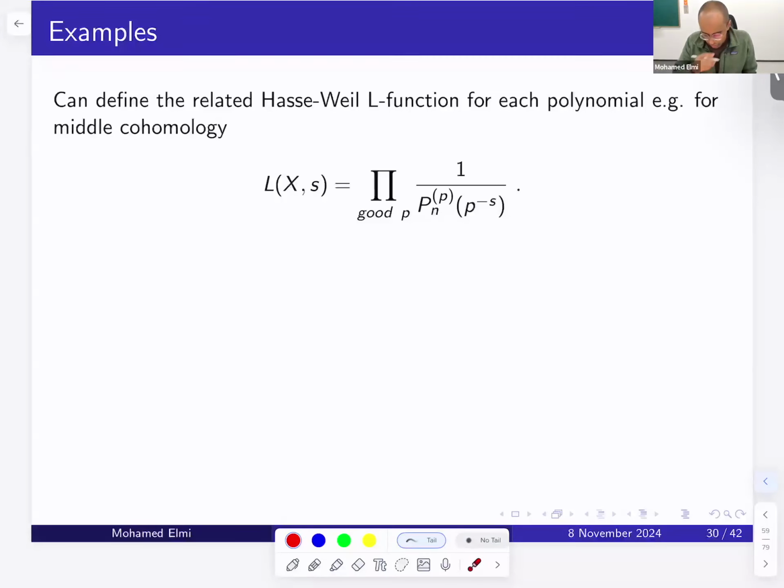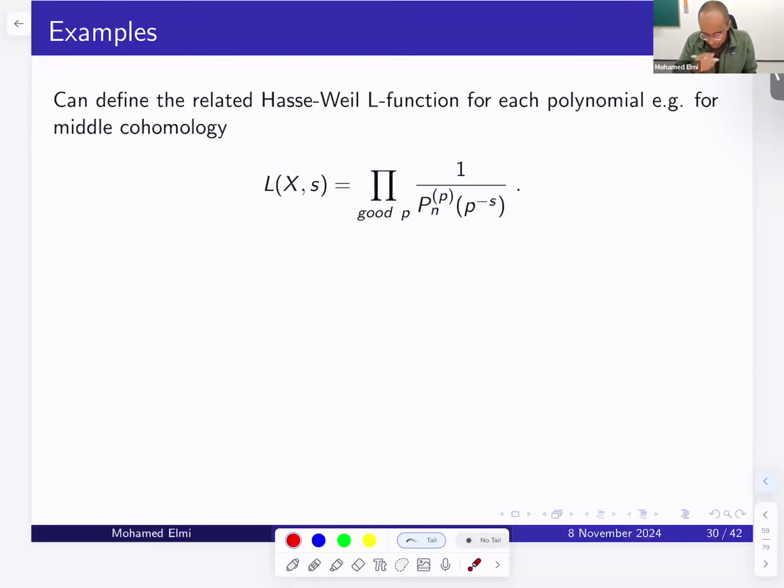And you define the L function by taking products of all these, and you make the replacement t with p to the minus s, and you take the product over all primes, and this is just the well-known Euler factor formula for the Riemann zeta function. So the zeta function of a point is the Riemann zeta function. And then you can move on to more complicated examples.